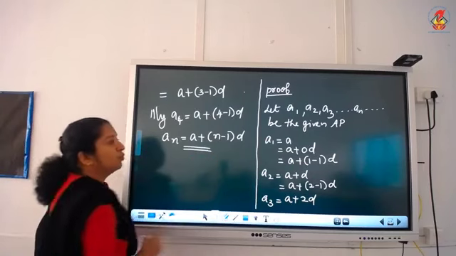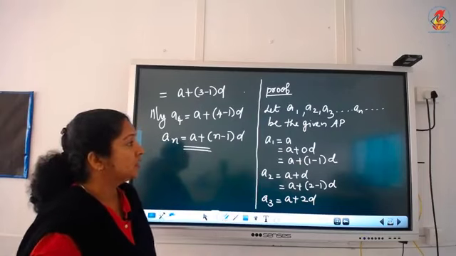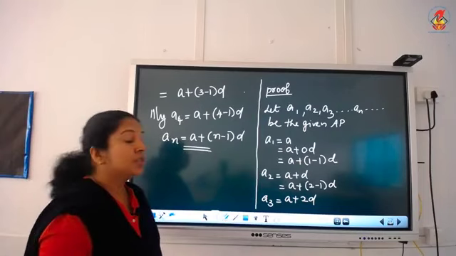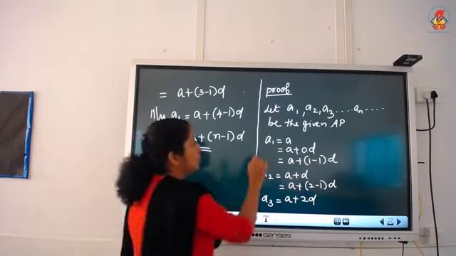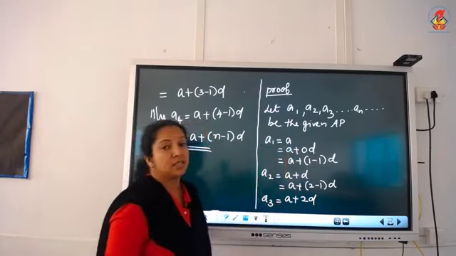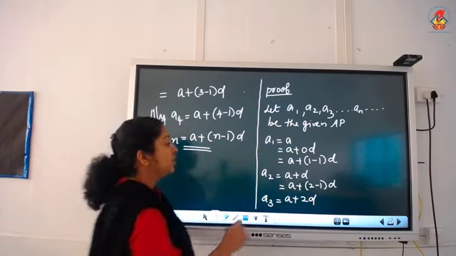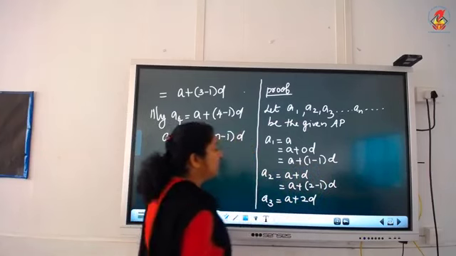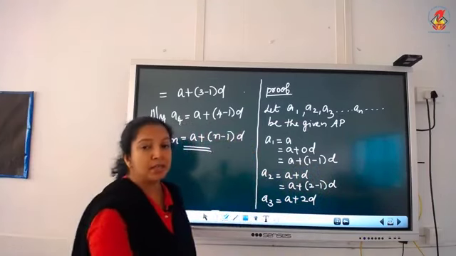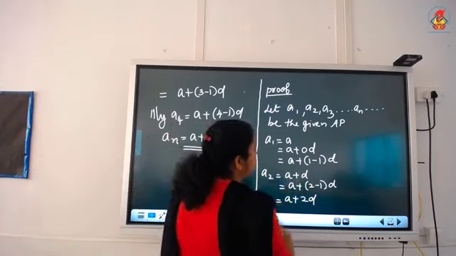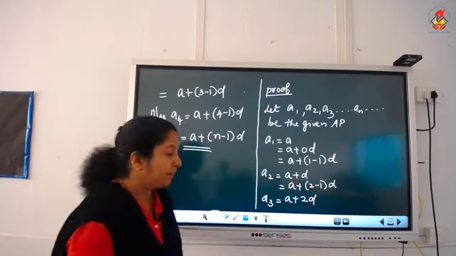This is the proof. What we have done is we have taken A1, A2, etc., An, etc. as the AP. So it is given that A is the first term and D is the common difference. So the first term A1 is A itself, which you can write as A plus 0D, which is equal to A plus 1 minus 1D. And A2 is the first term plus D, so A plus D, which you can write as A plus 2 minus 1D.